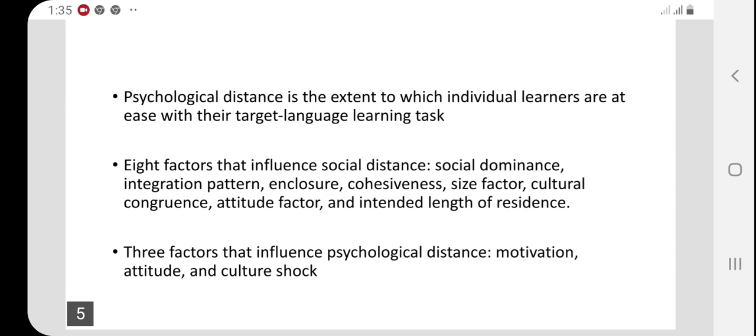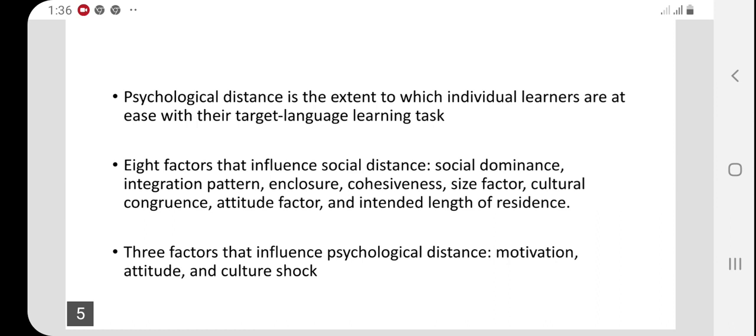And apart from this social distance and psychological distance, in this model, there are eight factors that influence the social distance. As we discussed, in social distance, a contact is developed between the minority group and the majority group. Minority group means the people who migrated from Pakistan to England, and the majority group means the people who are already living there. So there are eight important factors. One is social dominance, definitely social dominance by the target language, integration pattern, enclosure, cohesiveness, size factor, culture, and others. So all these eight factors will be discussed in detail in our next lecture.